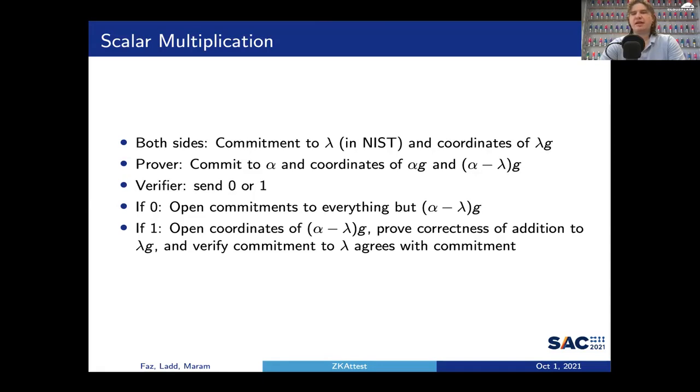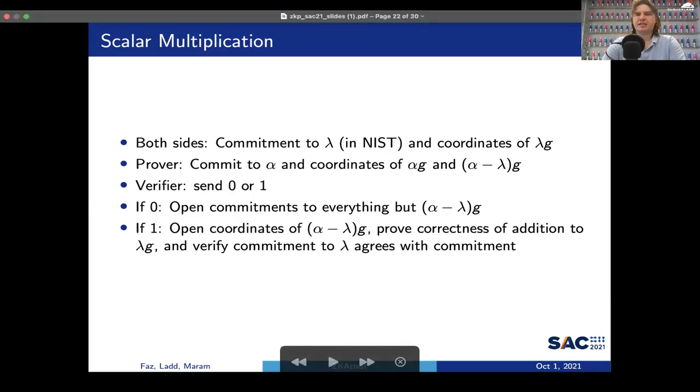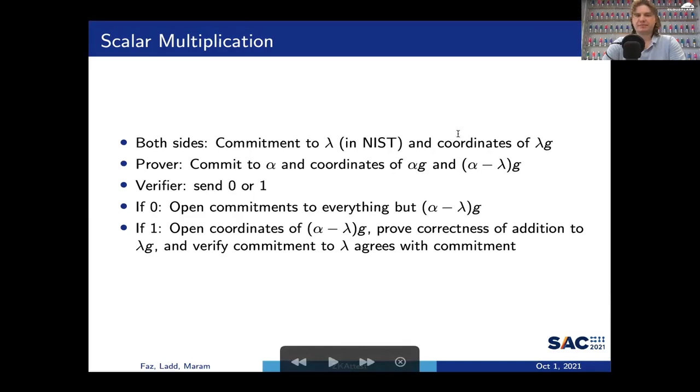However, we've had to modify it to ensure correctness by including the check that the commitment to lambda agrees with the commitment to alpha. We iterate this proof. This proof has a soundness of 1/3. And that's because in the one case, the proof of correctness of addition requires 2 possible transcripts to extract a secret, and therefore we iterate this many times in order to get an acceptable level of security.